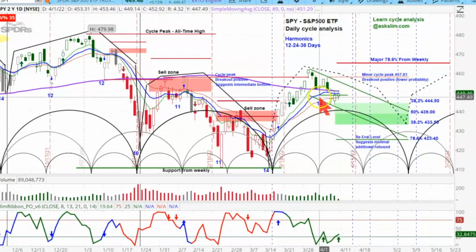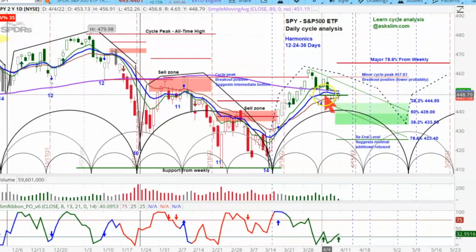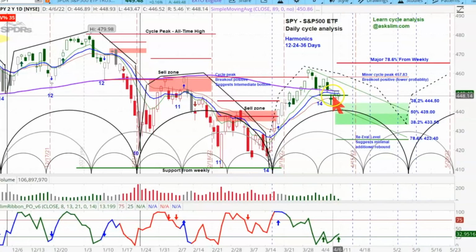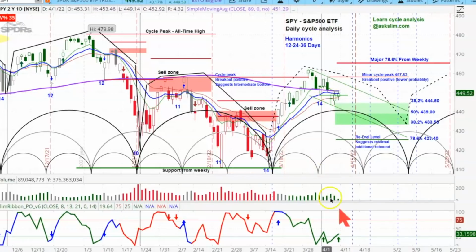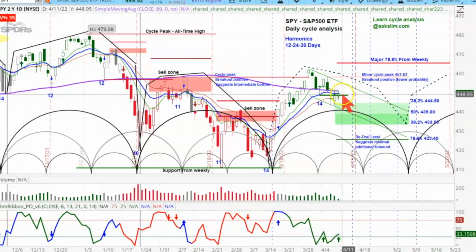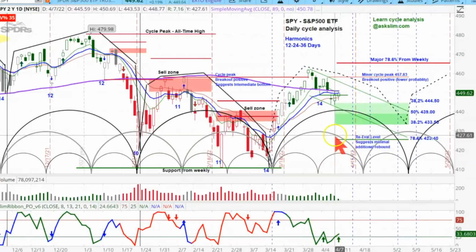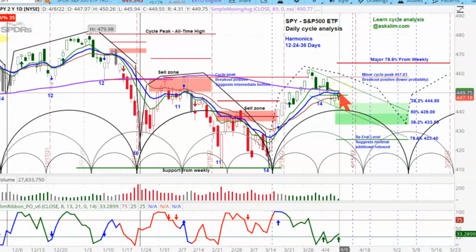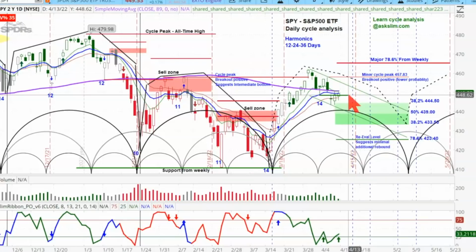However, see this little green line right over there? That's this minor 14-day cycle. It broke that already. And what that is suggestive of is the fact that even though we're getting positive momentum signals right here, this is likely not to be able to move up, and all of a sudden this will turn blue or neutral fairly soon. The slim ribbon is starting to move flat right over there, as you can see. So the bulls have to prove themselves right now.